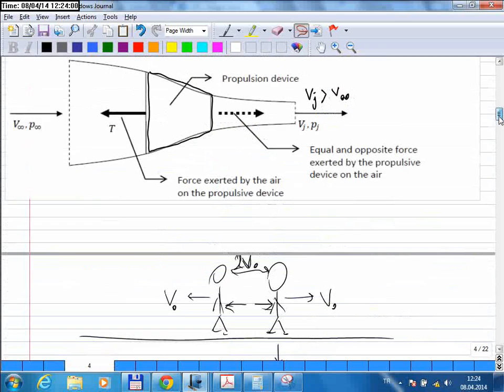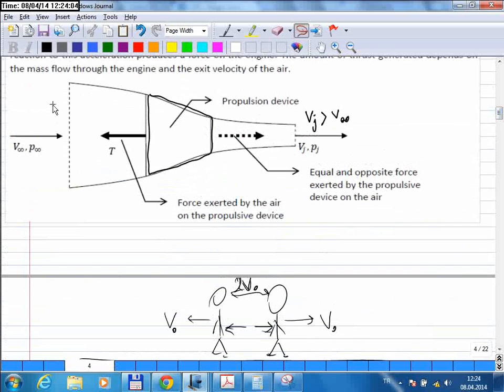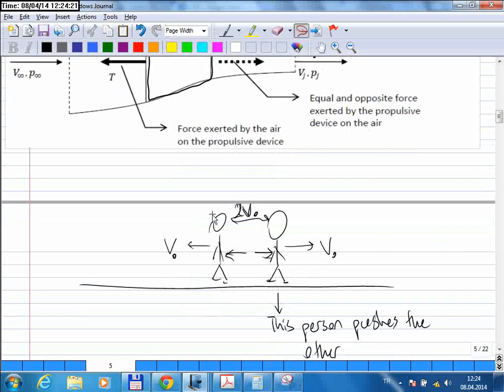Let's see how to tell this. So air, we don't see air, right? So it's really difficult to understand this with air. So instead of talking about air, let's take a look at another example in which the same concept is applied, but it is easier to visualize and easier to understand. Okay, so let's take a look at two persons, right? Suppose that these persons are on ice. They have ice skates, so there's no friction.